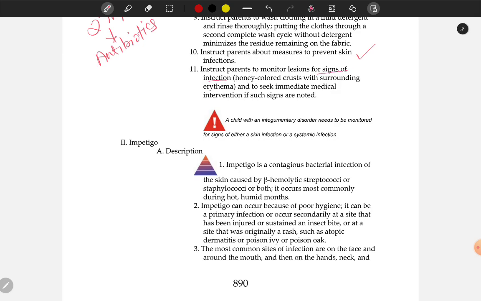So how will the lesion look? Honey crust colored with surrounding erythema. Erythema means redness, and parents should seek immediate medical intervention if such signs are noted. This is a warning sign. A child with integumentary disorders needs to be monitored for signs of either a skin infection or a systemic infection. Skin infection may be due to any systemic infection also, so parents need to look for those infections.